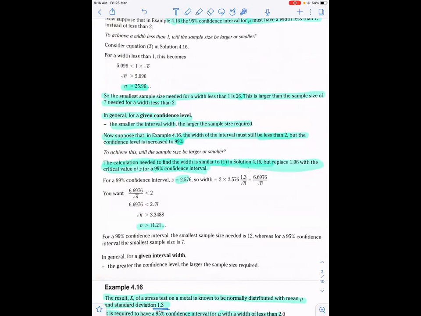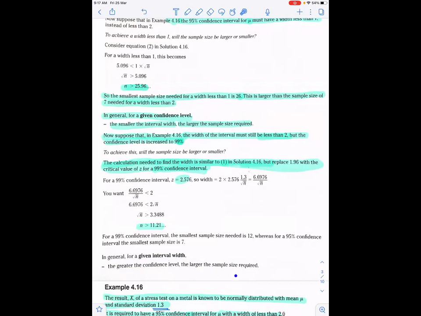So what is the result they are giving you? In general, for a given interval width, the greater the confidence level, the larger the sample size required. Is this point clear? If you want more confidence in something, the sample size should be more.